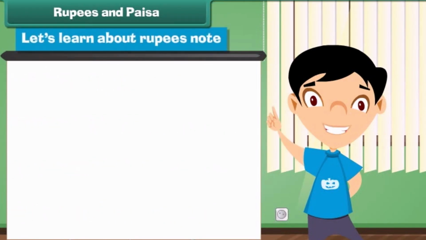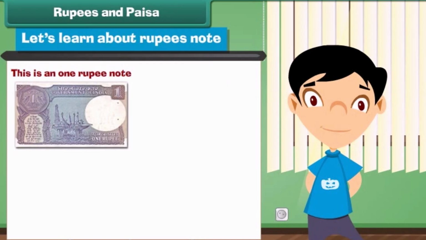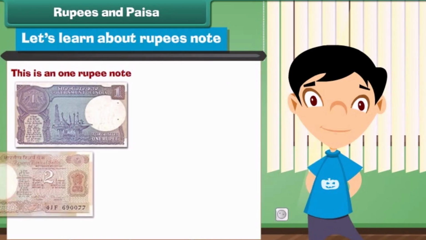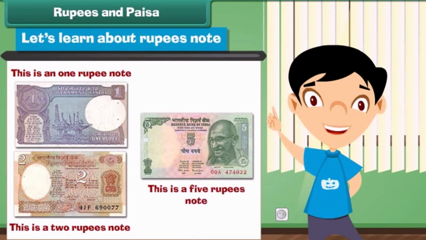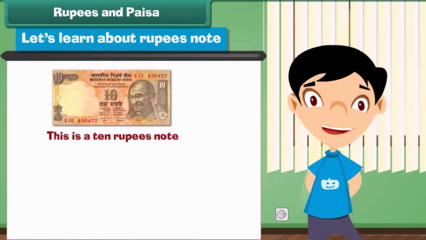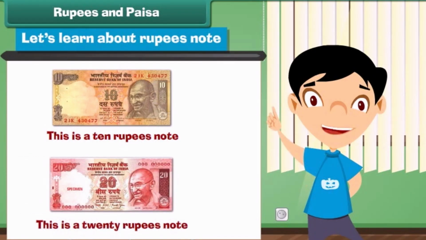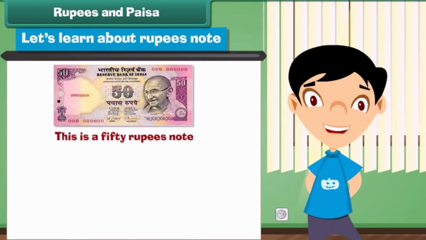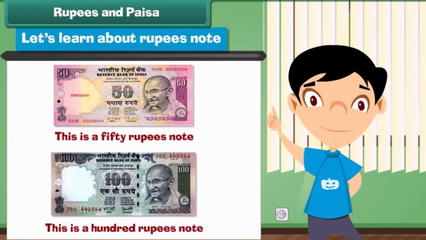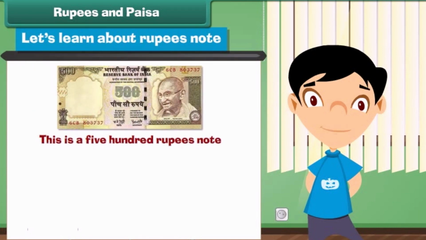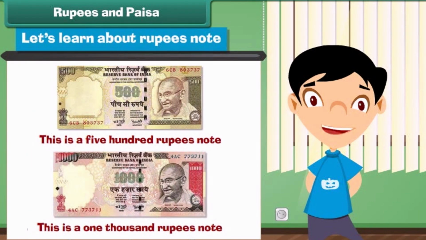Let's learn about rupees notes. This is a 1 rupee note. This is a 2 rupees note. This is a 5 rupees note. This is a 10 rupees note. This is a 20 rupees note. This is a 50 rupees note. This is a 100 rupees note. This is a 500 rupees note. And this is a 1000 rupees note.